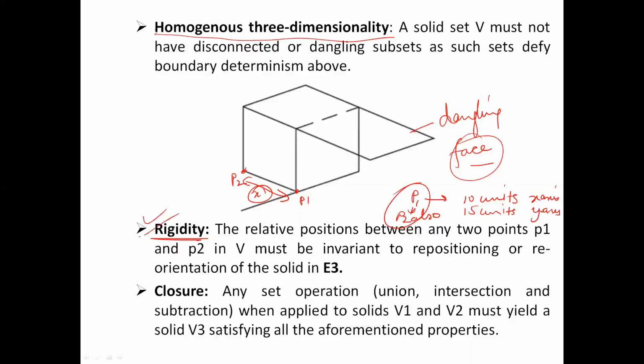That means if I am repositioning a point or reorienting a point, its relation with the neighboring points or the neighboring data should not change. That is what we call rigidity.